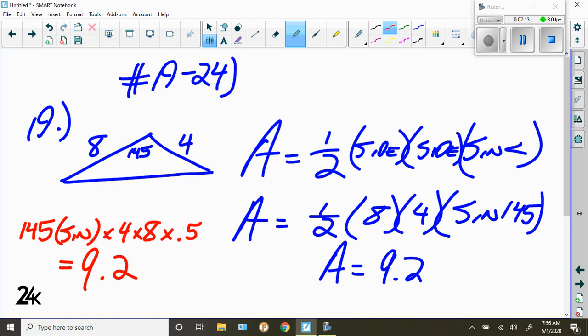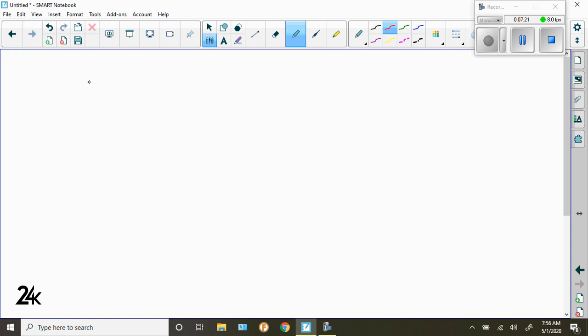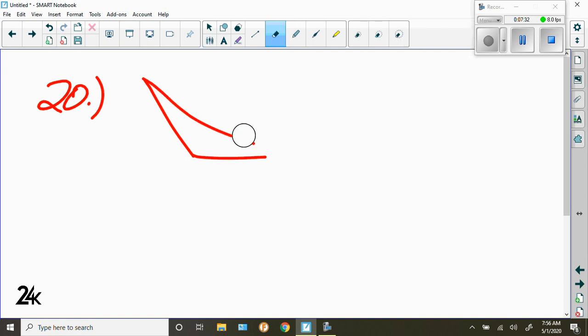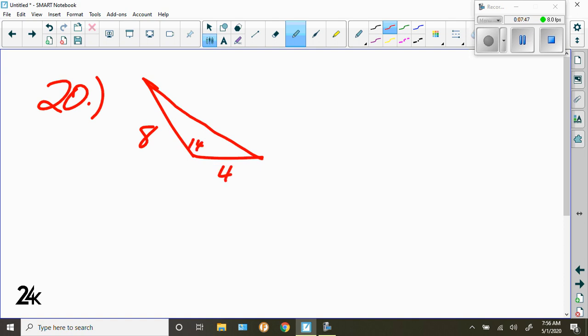Now, I'm going to do number 20, but I want you guys to do it also. So I really want you to try this one because you're going to have to do 21 through 24 on your own. So number 20, the triangle is drawn a little weirdly. That's right, weirdly. Ugh, dang it. All right, that's good enough. Okay, so it looks like this. 8 and 4. Wait a second, those are the same numbers. And this is 140 this time.